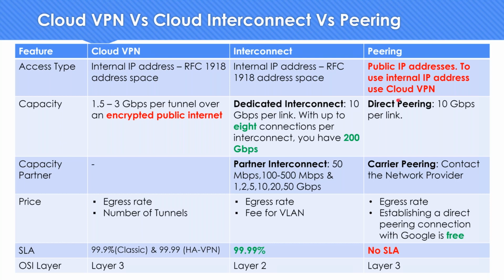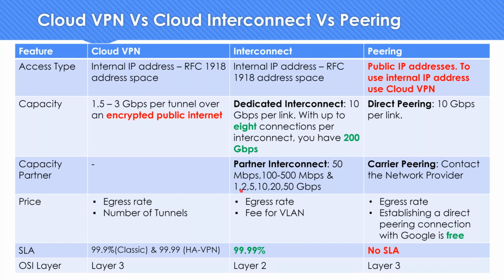That's the important thing. Capacity via partner, nothing for VPN, but for partner interconnect you can have the same thing, the one which we mentioned in our cheat sheet. For carrier peering, you have to contact the carrier. There's no straightforward information. Every carrier is going to provide different capacity, so you have to contact the provider and get the details. It totally depends on the network provider.